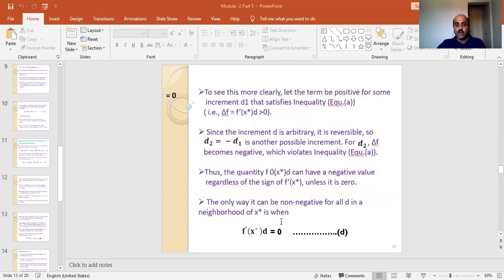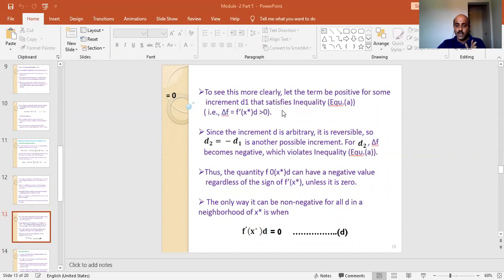Okay. So therefore, to see this more clearly, let the term be positive for some increment d1 that satisfies the inequality in equation 1. To understand what we are talking about clearly, let us take that the term f dash x star d is positive for some increment d1 that satisfies the inequality. If this term is positive, then d1 is positive, which means delta f is also positive, greater than 0.